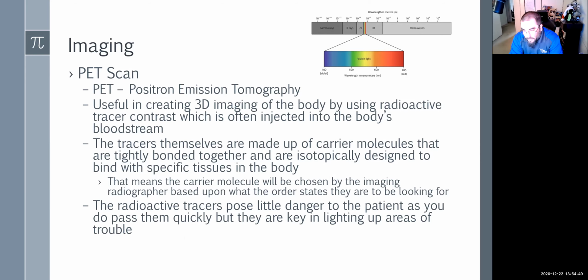So that means the carrier molecule will be closely chosen by the imaging radiographer based upon the orders that they're stated to look for, right? So they're not going to use the cancer cell isotope on somebody that they're going into their brain unless they're looking for brain cancer. The good news is the radioactive tracers themselves pose very little danger to the patient. Now, the waves going in, a little different story, but the tracers themselves you pass pretty quickly. So not a lot of worry there.